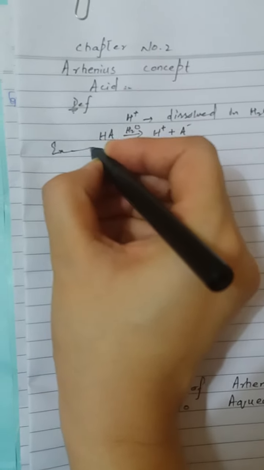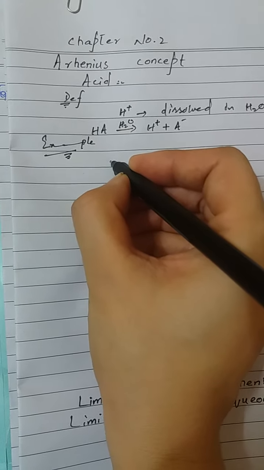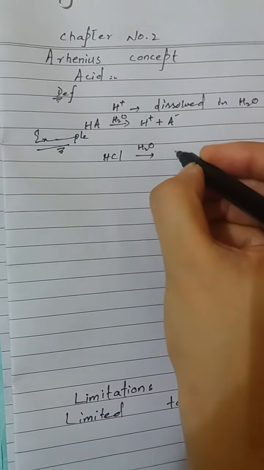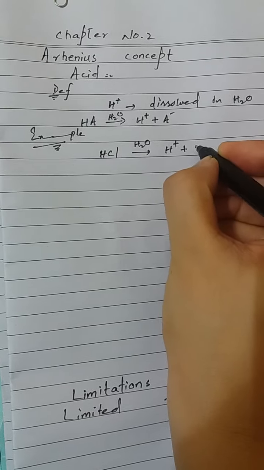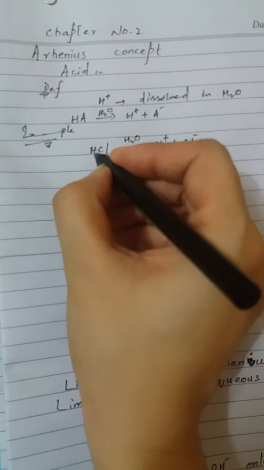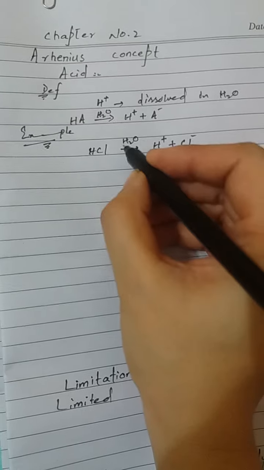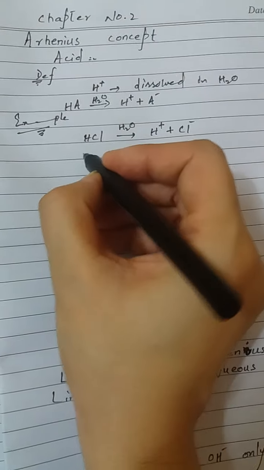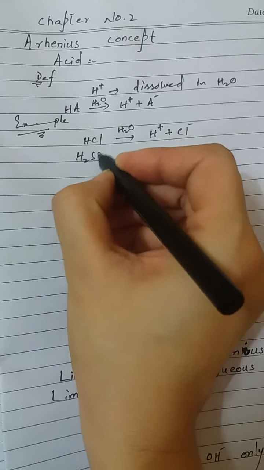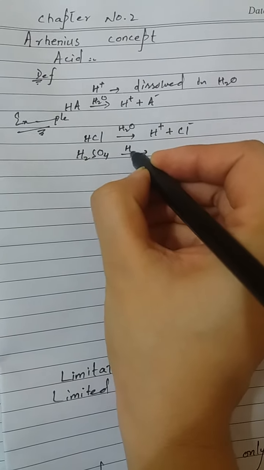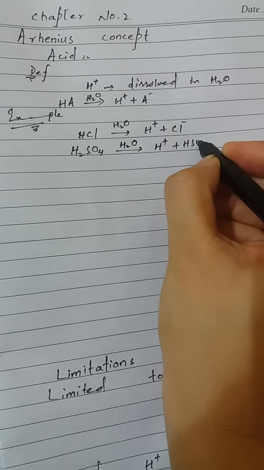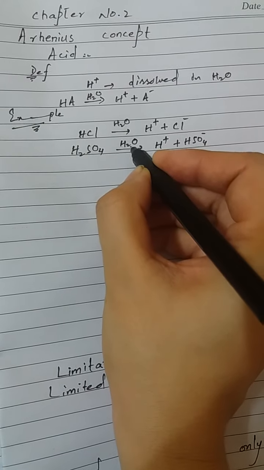Similarly, an example of an acid according to Arrhenius concept is HCl. When it is dissolved in water, it produces hydrogen ion and negatively charged chloride ion. Here HCl is an acid because it dissociates into hydrogen ion when dissolved in water. Similarly, H2SO4 also dissociates into H positive and HSO4 negative ions when dissolved in water.